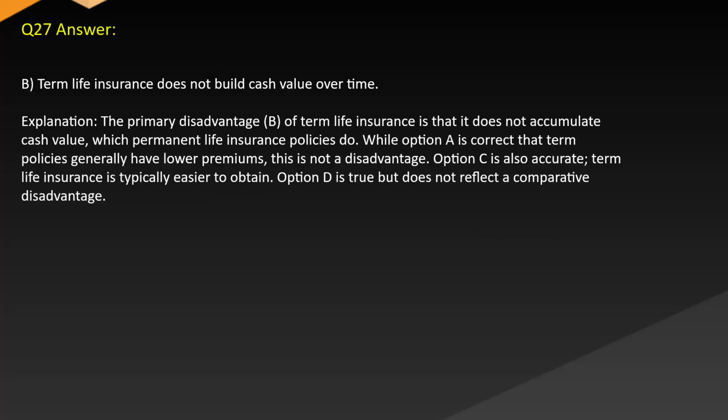Answer: B. Term life insurance does not build cash value over time. Explanation: the primary disadvantage, B, of term life insurance is that it does not accumulate cash value, which permanent life insurance policies do. While option A is correct that term policies generally have lower premiums, this is not a disadvantage. Option C is also accurate. Term life insurance is typically easier to obtain. Option D is true but does not reflect a comparative disadvantage.